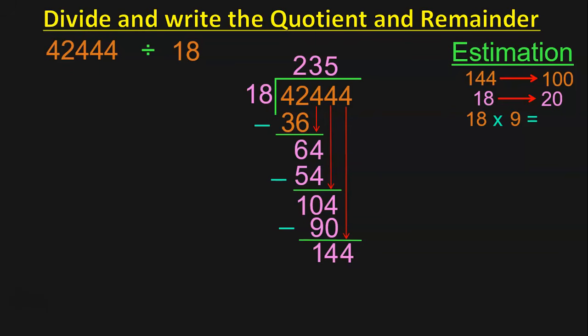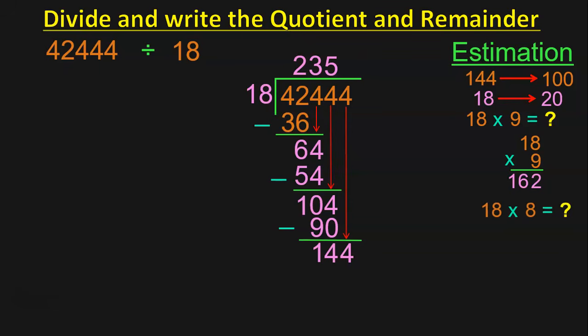near 144. For that, let us try 18 into 9 first. What is 18 into 9? 8 8s are 64, 8 9s are 72. 2 carry over 7. 9 into 1 is 9. 9 plus 7 is 16. So 18 into 9 is 162, which is greater than 144.